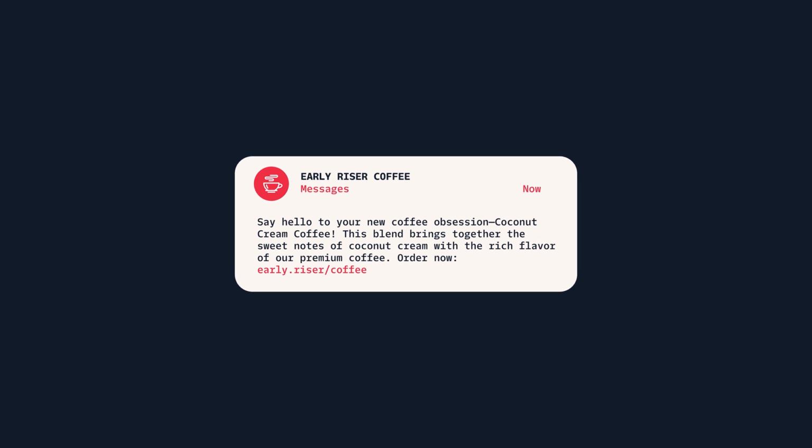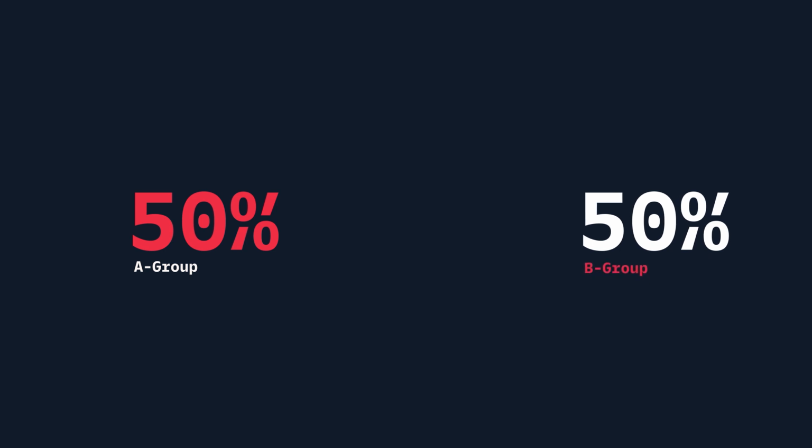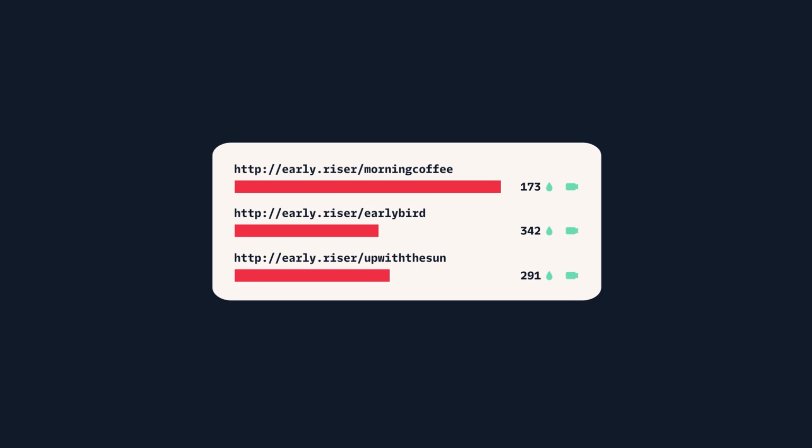The third big benefit of link shortening is that it gives you insights into how your content is performing. Let's imagine we send out our message with one link to promote our coffee to 50% of our Early Riser Coffee customer base. We'll call this the A group. And we send another message with another link to the other 50% of our customer base. We'll call that the B group. Using link shortening, we can track which link was the most popular with our customer base and drove the most purchases of our coffee. We can see which links they clicked on and when. With that incredibly helpful information, we can see which approach resonates with our customers, the A group or the B group.